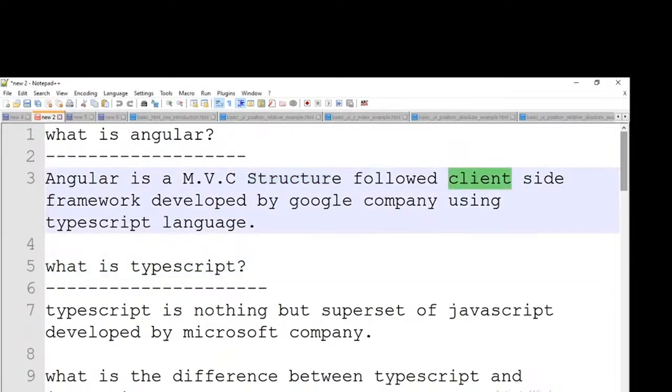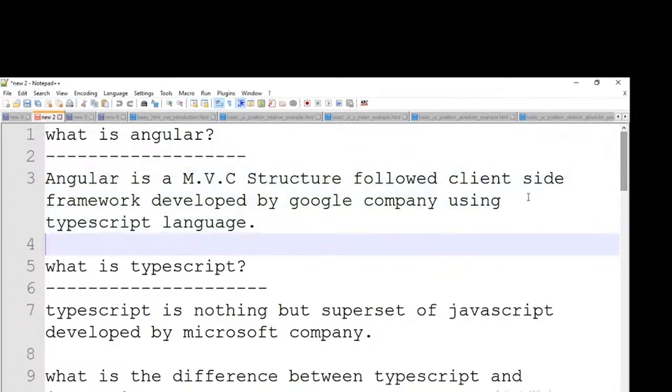Now coming to the client-side framework. In the software industry, we have two types of technologies: client-side technologies and server-side technologies. As per your knowledge, respond: what are client-side technologies and what are server-side technologies? What is the difference between them?